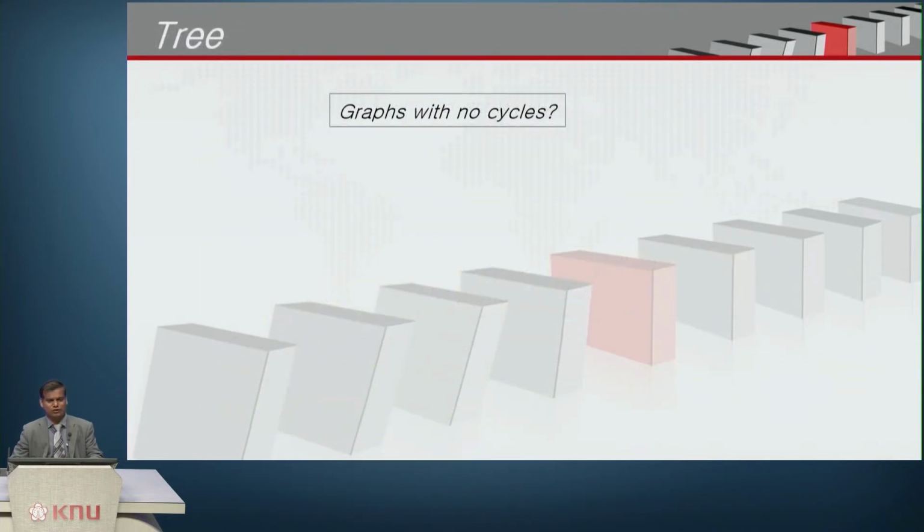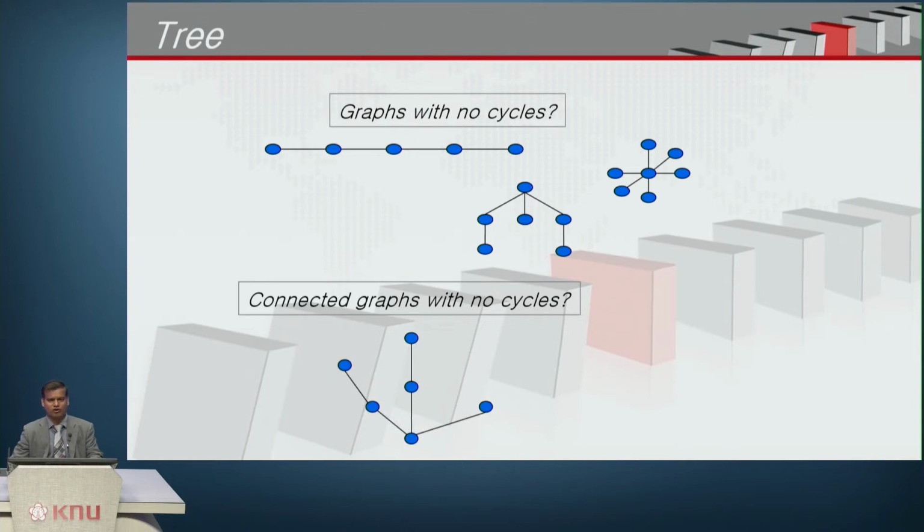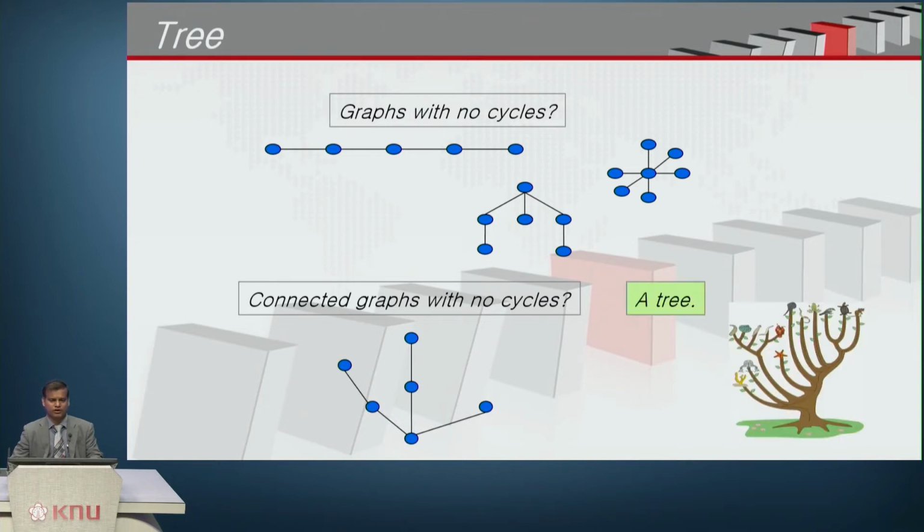Trees. This is one of the important topics under graph theory. Graphs with no cycle can be considered as a tree. As you can see here, all these vertices are connected by means of edges, but it does not form a cycle. Moreover, a connected graph with no cycles can also be represented by the one below here.